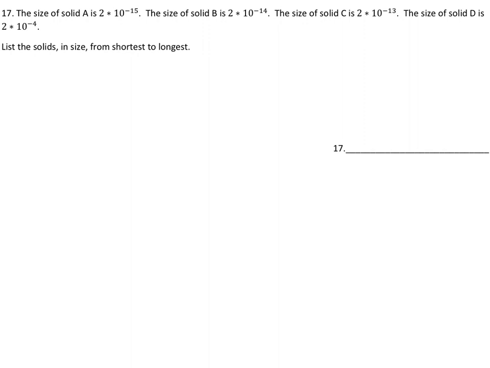Alright, well the shortest side will be whatever, and this is kind of a magnitude problem, whatever power of 10 in these is the smallest, which in this case would be negative 15. So my shortest side would be solid A. The next smallest one would be that negative 14, which is from solid B. The next smallest is from solid C, because that's a negative 13. And then finally D has the biggest one of negative 4. That's the exponent of 10, so that would be the biggest one.